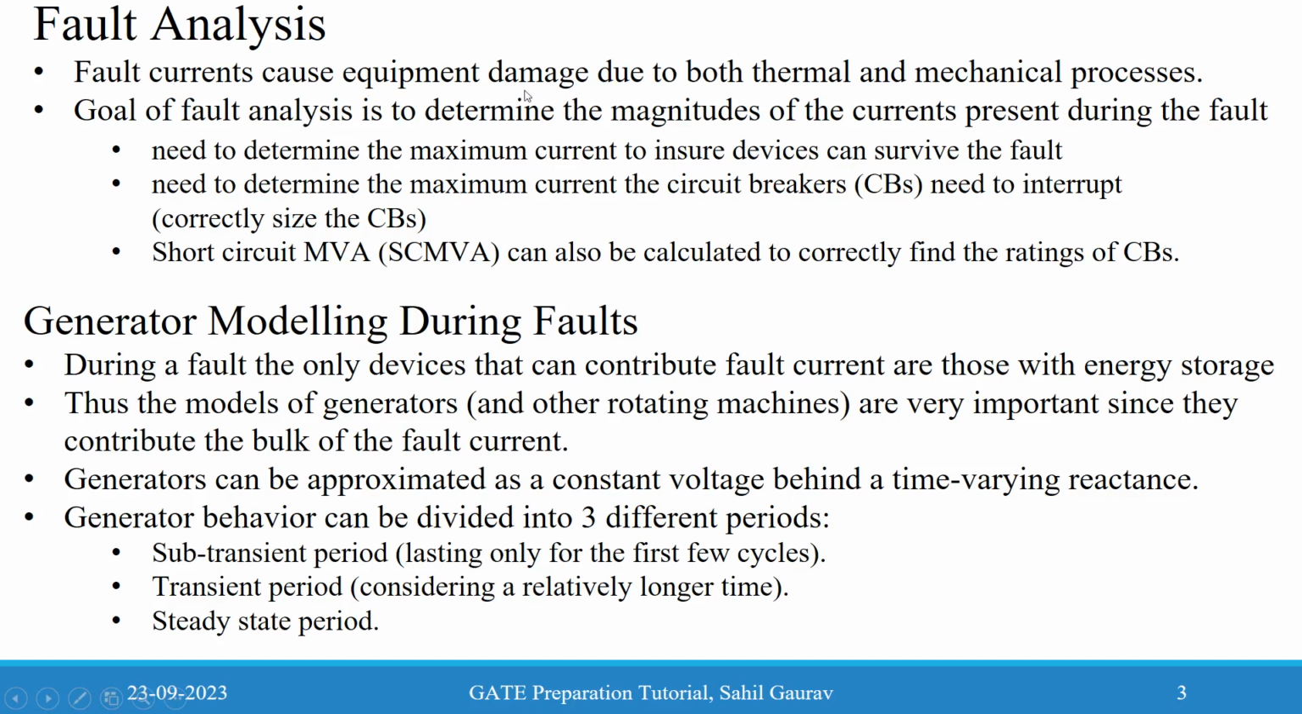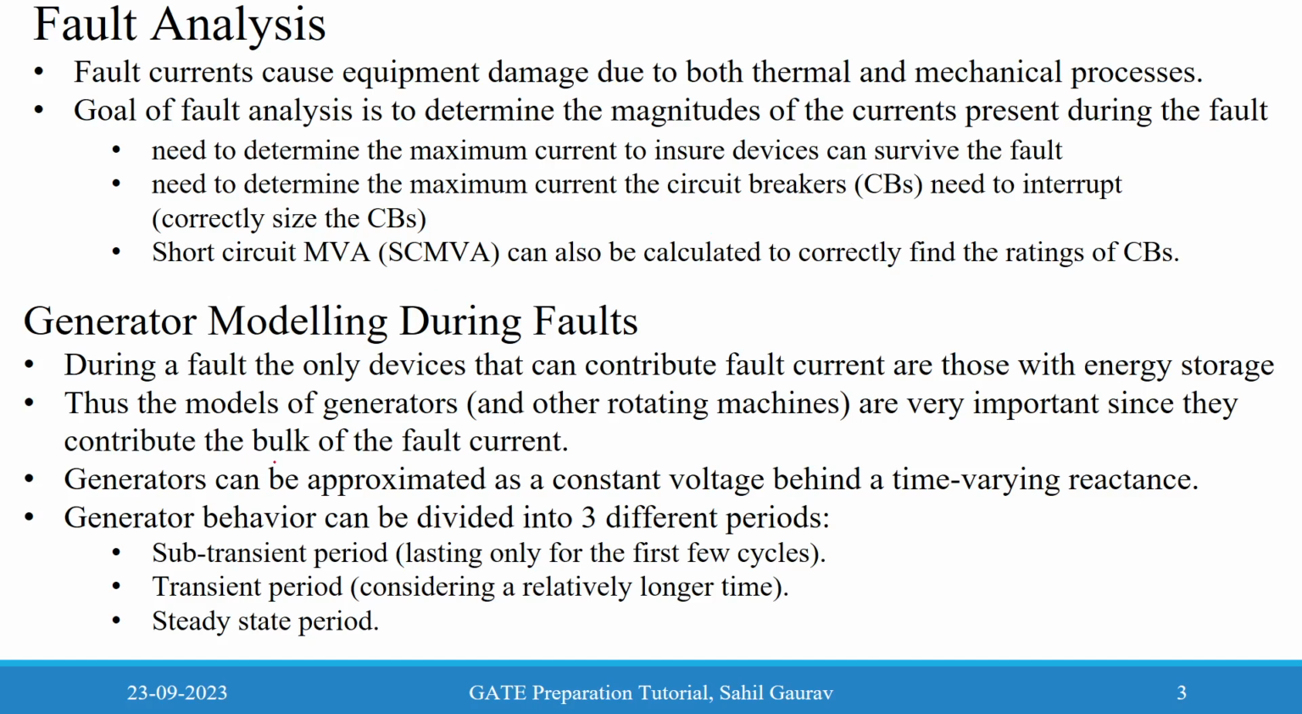So the fault currents cause equipment damage due to both thermal and mechanical processes, and the goal of fault analysis is to determine the magnitude of the currents present during the fault. These are needed because we have to find the maximum current to ensure that the devices can survive the fault, and we also have to correctly rate the size of circuit breakers. So we have to find the maximum current during the fault, and we also need to calculate the short circuit MVA so that we can find the rating of circuit breakers. So these are the goals of fault analysis.